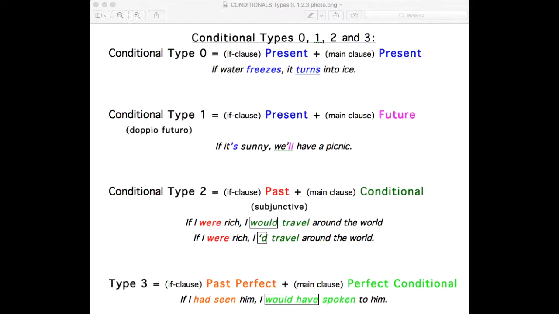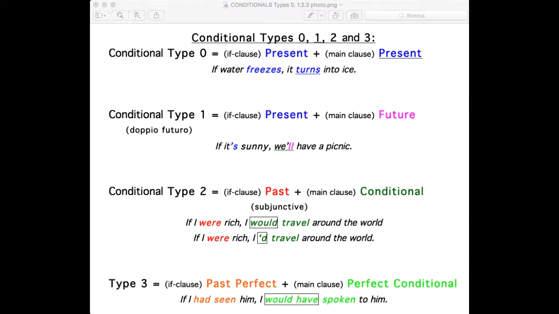So, for example, we can say, if I had seen him, I didn't see him, but if I had seen him, I would have spoken to him. But because I didn't see him, I didn't speak to him. So we use the past perfect after if, and the perfect conditional in the main clause. And the perfect conditional is none other than using would with the present perfect. So would have spoken. And we can turn it around, as I said. I would have spoken to him if I had seen him.